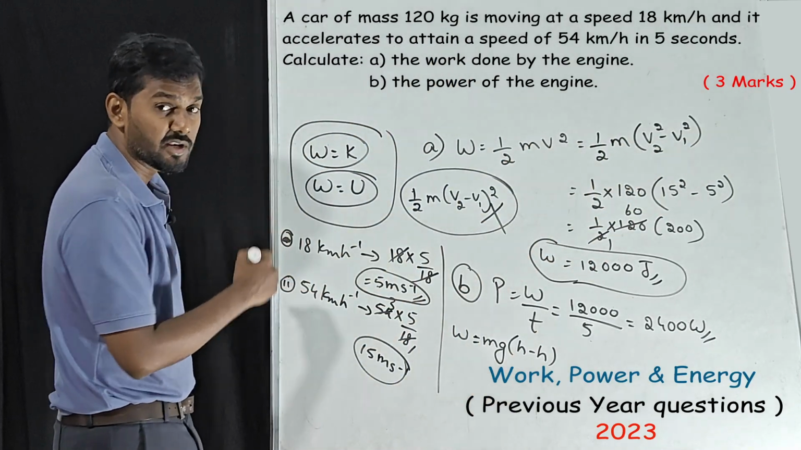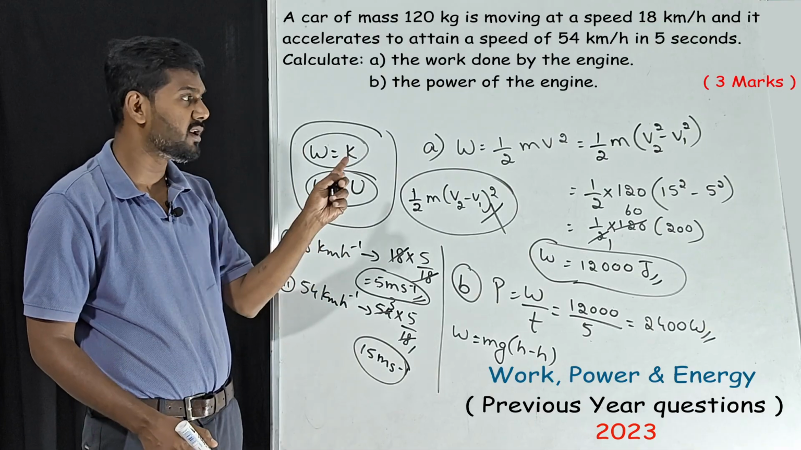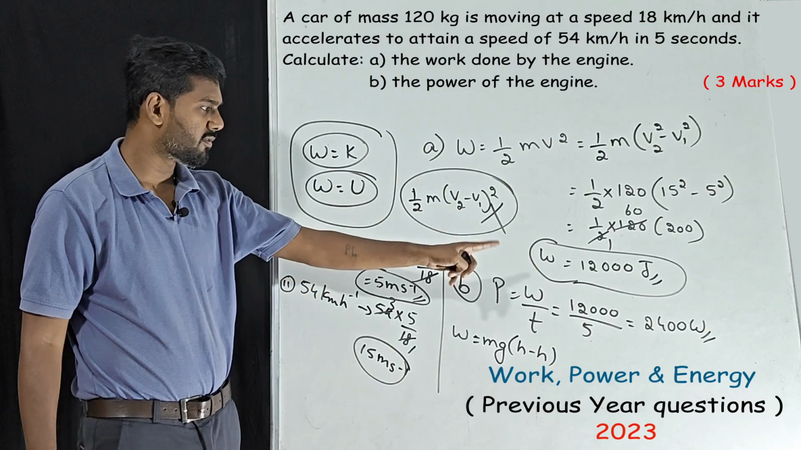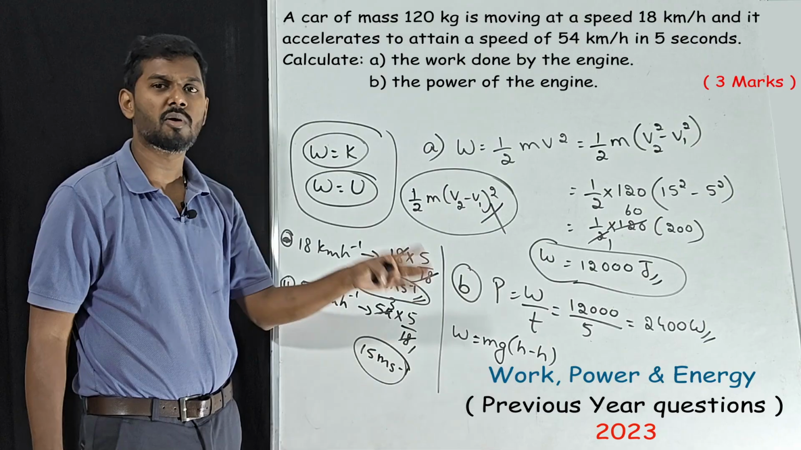See here again, it is given in kilometer per hour. We have to convert into meter per second. Then we substitute, get the work done value, then go for the power value.